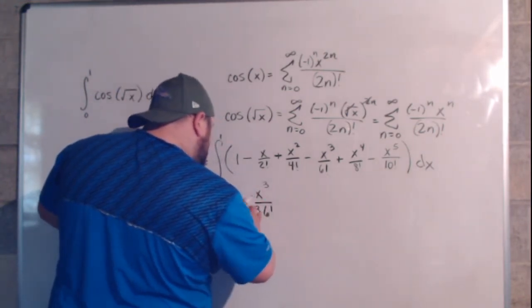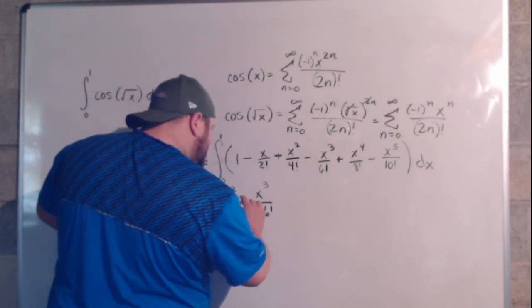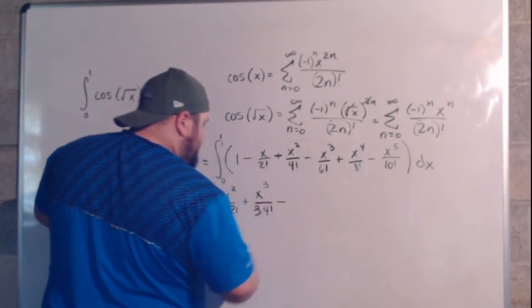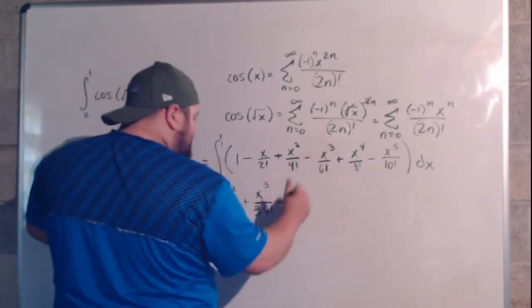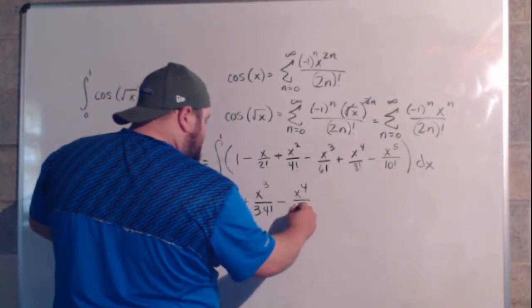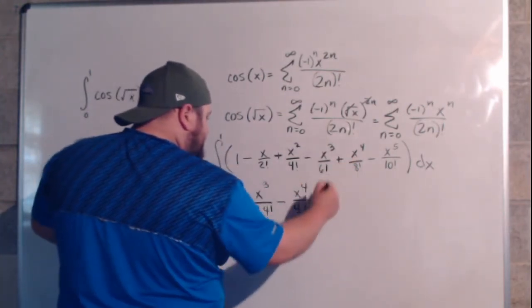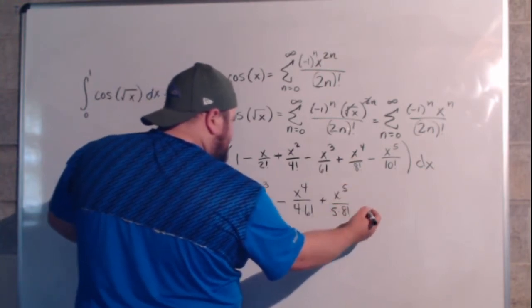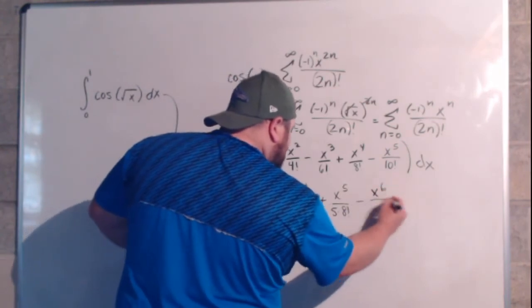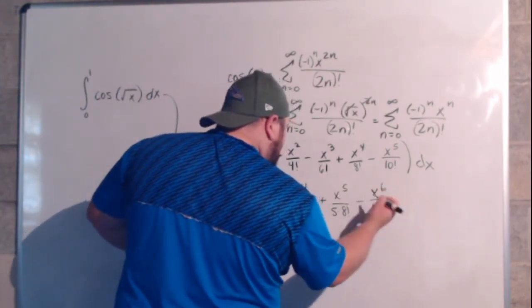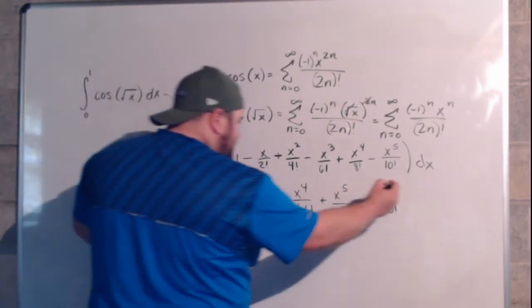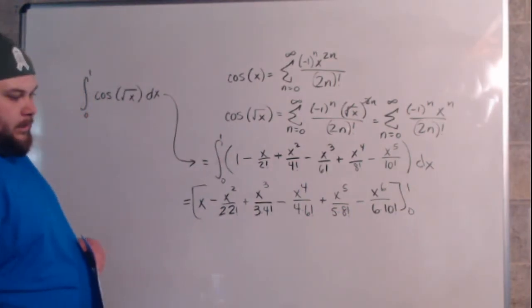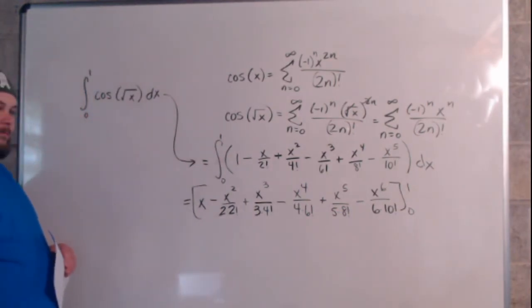And this is a plus, yeah, this is minus. This one becomes x to the 4th over 4 times 6 factorial. This one becomes x to the 5th over 5 times 8 factorial, and then finally x to the 6th over 6 times 10 factorial. And this all has to be evaluated from 0 to 1, which really means we just have to plug in 1.